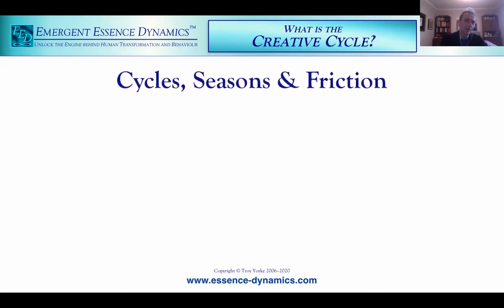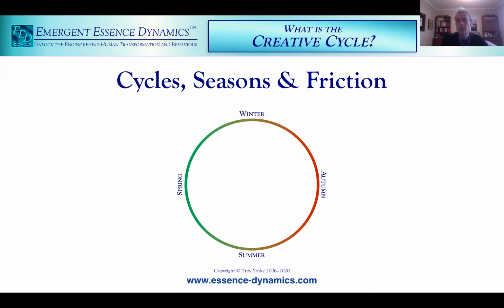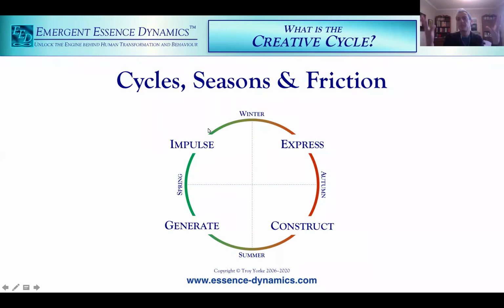Now, one of the best ways to look at the creative cycle is through the seasons. Let's look at nature. How does nature create? We can use this as a model. We have 4 seasons: spring, summer, autumn, winter. The creative cycle begins in spring. At the beginning of spring, we have an impulse. This is when life begins. We have a seed, we have an idea, something germinates.